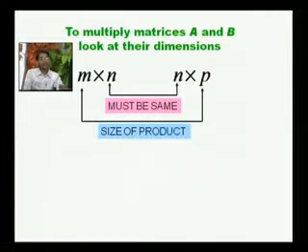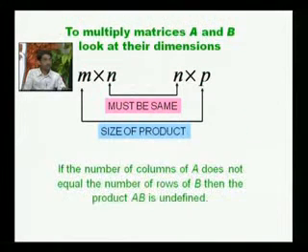And if we can multiply these two matrices, then what will be the dimension of the resultant matrix? If the matrix A has m rows and the matrix B has p columns, then the resultant matrix has m rows and p columns. So if we multiply A and B, then the dimension of AB is m cross p. This is the basic thing about the multiplication of two matrices.